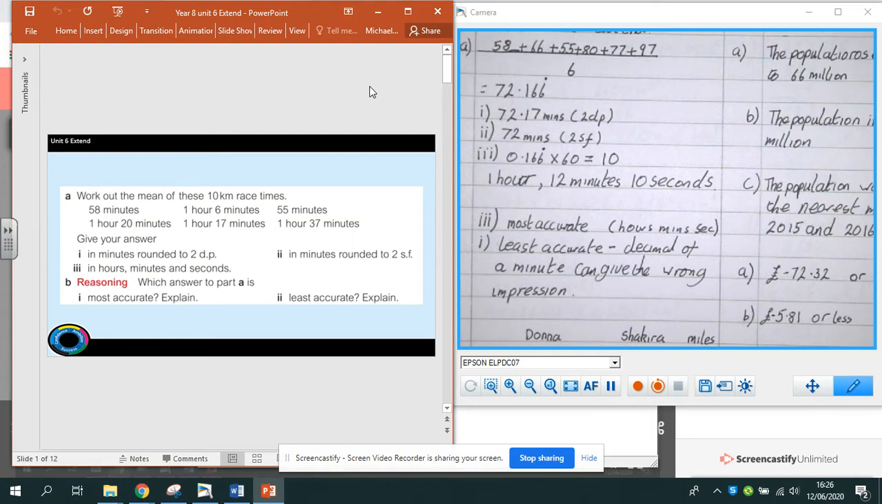The least accurate, I would say, is 72.17 minutes. We're not really that familiar with decimal parts of minutes, so it's not a number that's easy to understand. Also, it's slightly rounded where the others are actually quite accurate numbers. So I would say that the least accurate and the least useful as well would be 72.17.